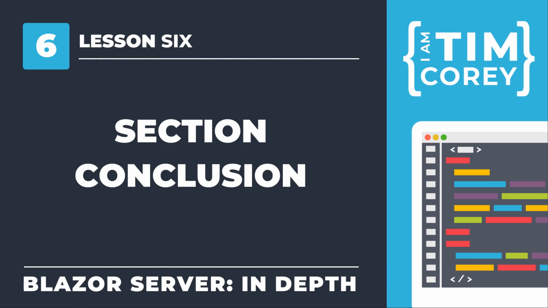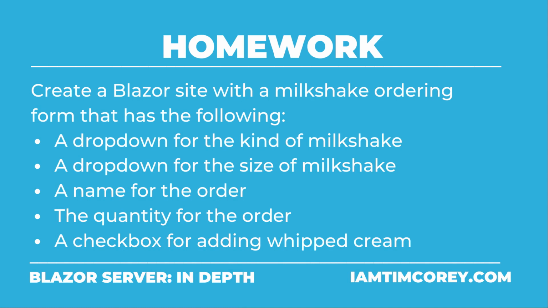The homework was to create a Blazor site with a milkshake ordering form that has the following: a drop-down for the kind of milkshake, a drop-down for the size of milkshake, the name for the order, the quantity for the order, and a checkbox for adding whipped cream. So that's our order for this homework. Let's create this form and make sure that it passes all the validation as well.